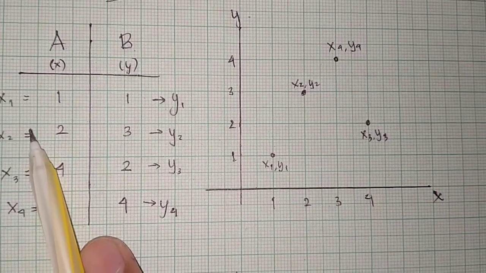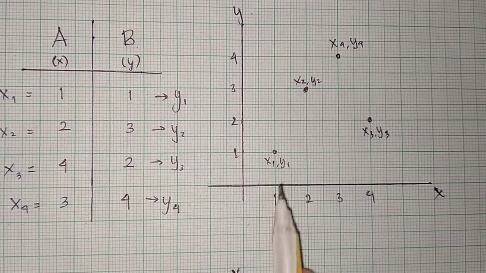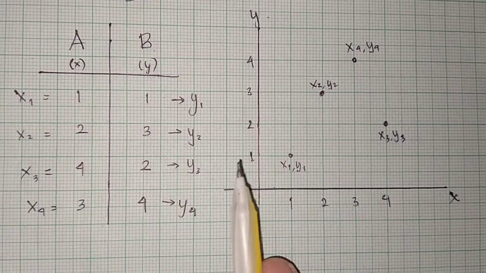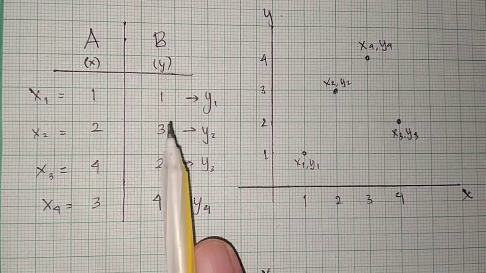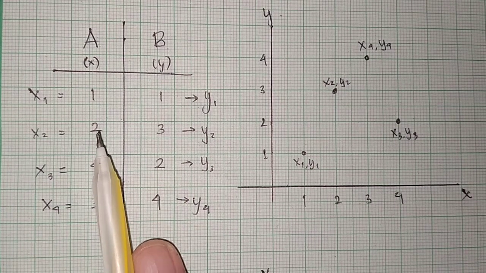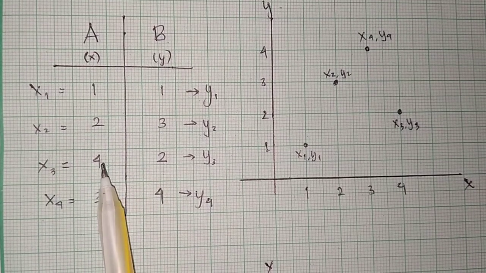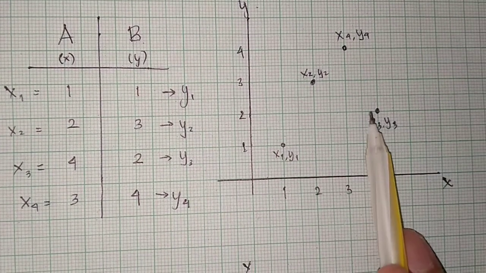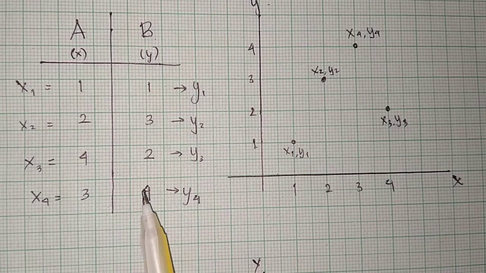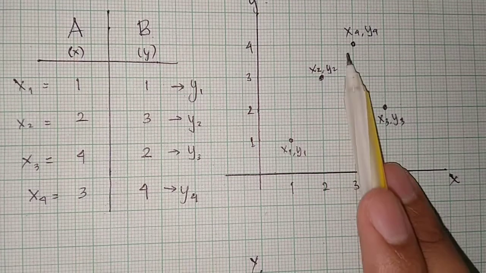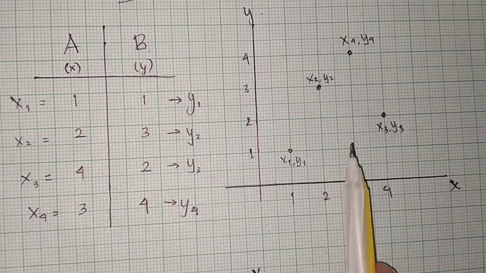Okay, for x1 and y1, it is 1, 1. So the coordinate position will be here. Then we move to the second point, 2 and 3, x2 and y2, so 2, 3 here. Now let's go to the third point, 4, 2, x3 and y3. And then the last point, 3, 4, right here.